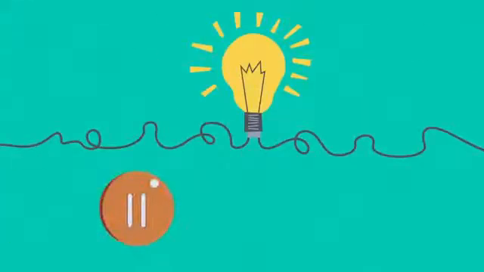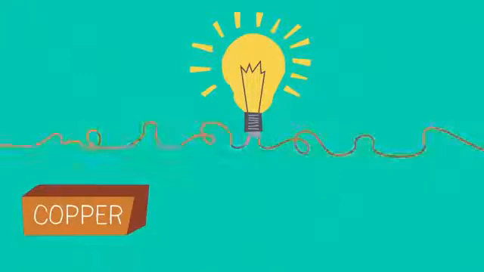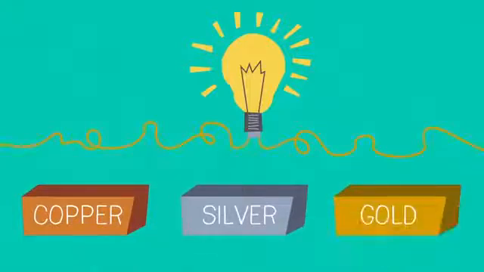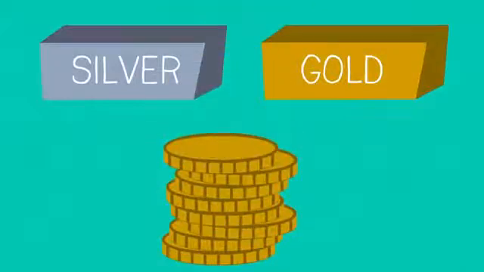Can you name a few metals found in wires? Pause the video and continue when you're ready. The correct answers often include copper, silver and gold. The latter two are not used often because they are very expensive. There are other metals that you could have listed.